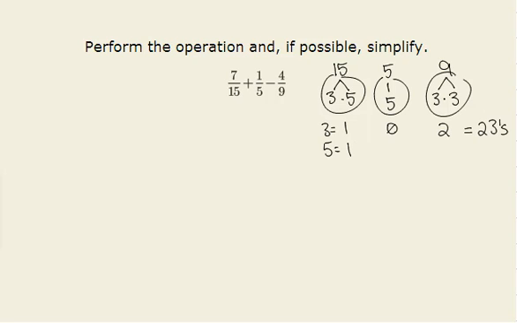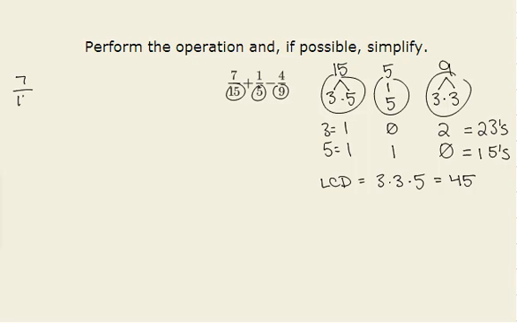5, there's one in 15, one in 5, and none in 9. So the most times 5 appears is once. So our least common denominator will be 3 times 3 times 5, or 45. Now we need to change each of these denominators into 45.